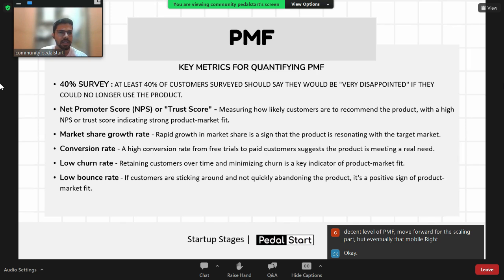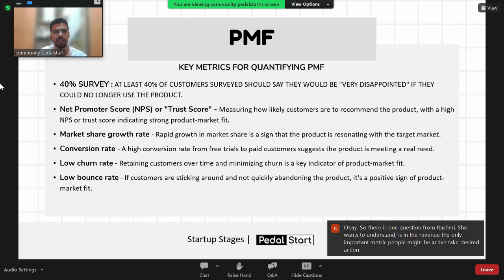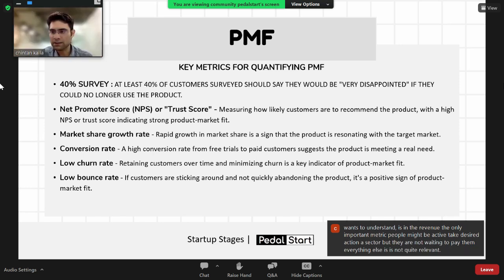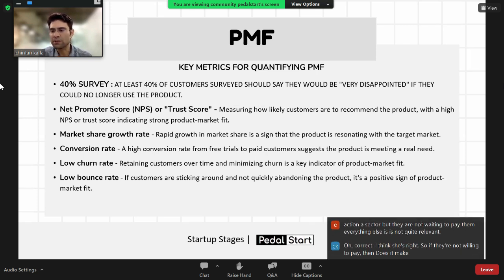Okay. So there is one question from Rashmi. She wants to understand, isn't revenue the only important metric? People might be active, take the desired action, etc. But if they are not willing to pay, then everything else is not quite relevant. Correct. I think she's right. If they're not willing to pay, then it doesn't make sense, because no matter how big a product you have.